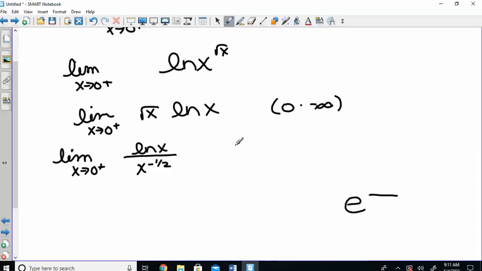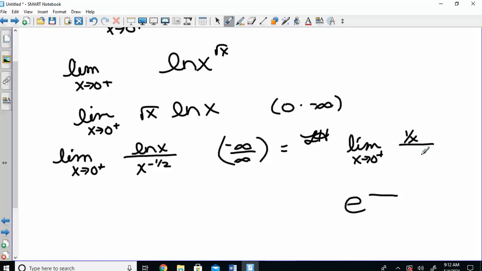So the top, as you approach 0, natural log is going to negative infinity. On the bottom, this is like 1 over the square root of 0, so that's going to infinity. So that's the indeterminate form for L'Hopital's. So now we can do the L'Hopital's, and I asked you to label when you do it. Derivative of the top, derivative of a natural log is 1 over x. Derivative of the bottom would be 1/2 x to the negative 3/2.